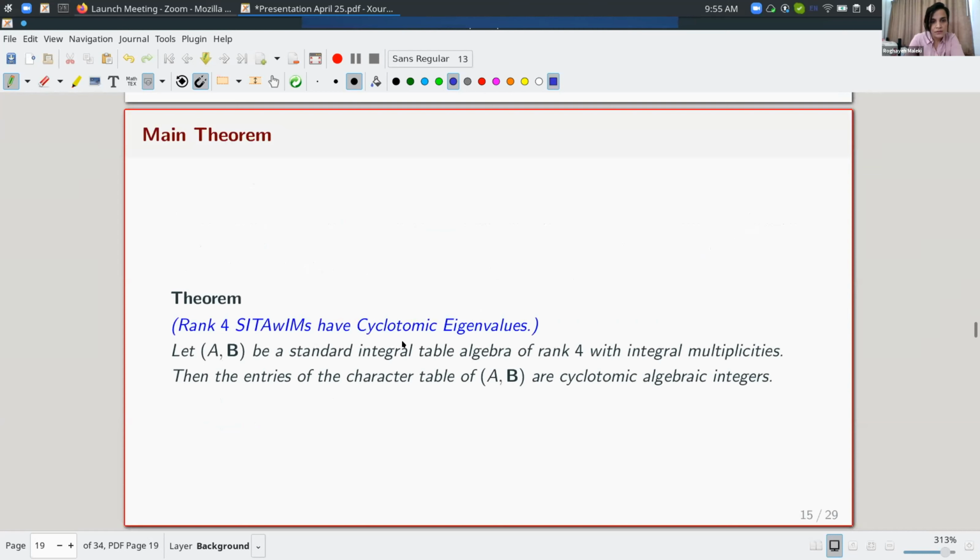So I think now we are ready to talk about our main theorem, which is about rank 4 standard integral table algebras with integral multiplicities. And we want to say that they have a cyclotomic eigenvalue character table.